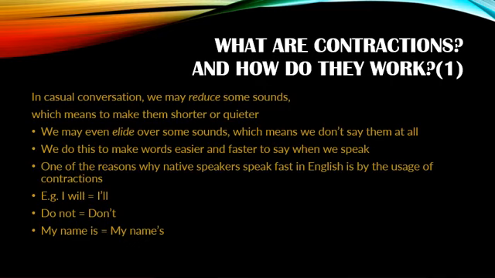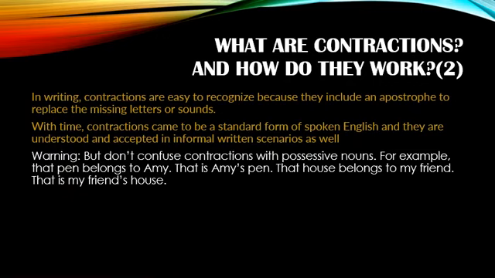In writing, contractions are easy to recognize because they include an apostrophe replacing the missing letters or sounds. But I'll give you a warning. Don't confuse contractions with possessive nouns. For example, that pen belongs to Amy is written as that's Amy's pen. That house belongs to my friend is written as that is my friend's house.